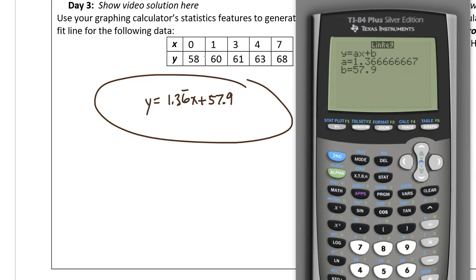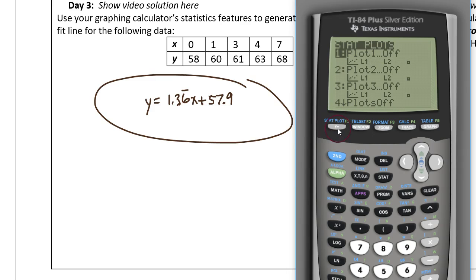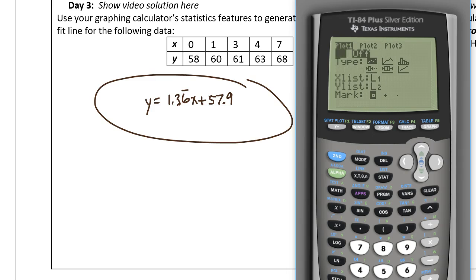But let me show you the scatter plot that goes with the dots. I'm going to push second and then the Y equals key, which is also the stat plot key. And for plot number 1, I'm going to push enter to turn it on. Then push enter again so that the word on is highlighted. For the type of graph, I'm choosing scatter plot, which is the top left out of my 6 graph choices. It already has list 1 and list 2 as the lists that we're getting the data from.